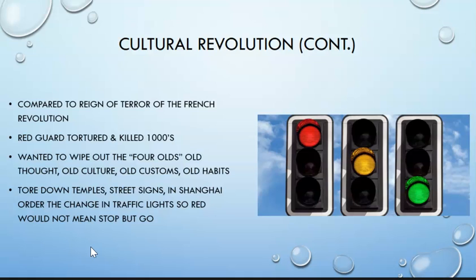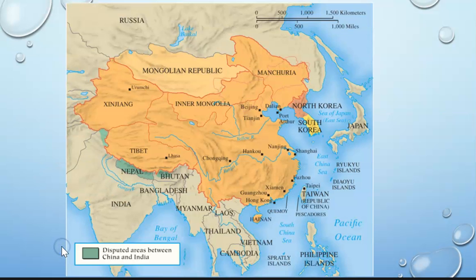And in Shanghai, the order came out to even change the traffic lights so that the color red, which was the symbol of the Communist Party, would no longer mean to stop, but to go, because red was the color of progress. Red was the color of the Communist Party. So it just shows how far they would go.